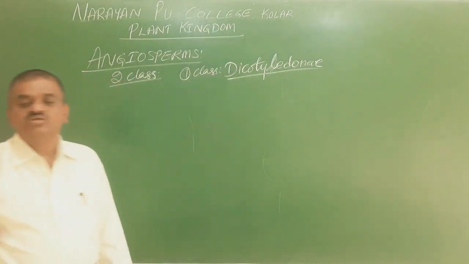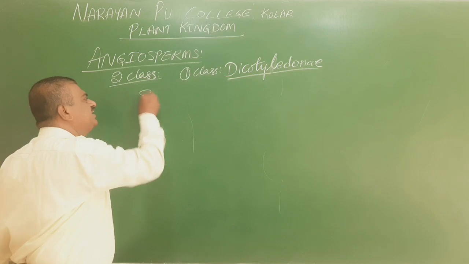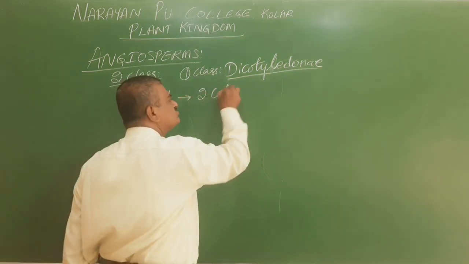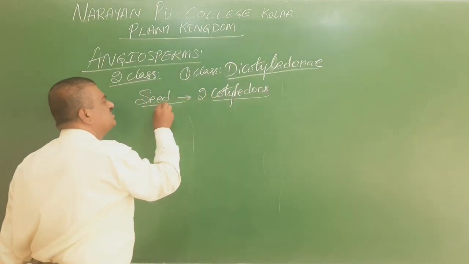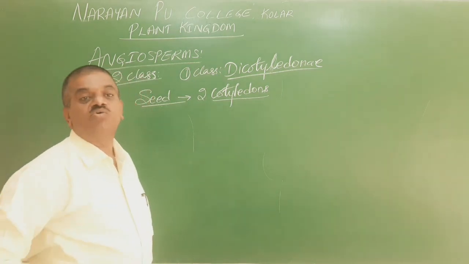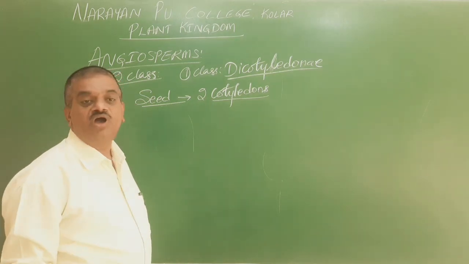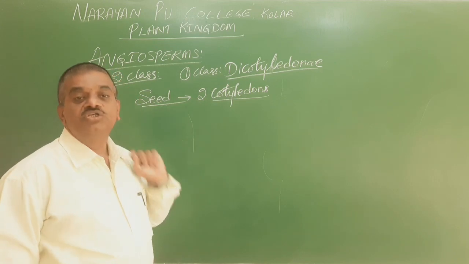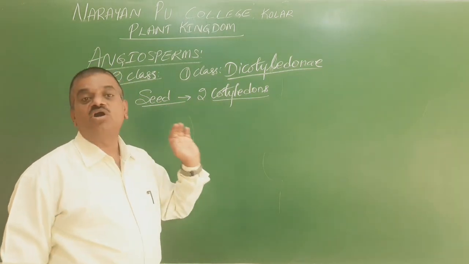Here, the seed in an angiosperm has two cotyledons. Here, the seed has the presence of two cotyledons, hence it is called dicotyledonous. For example, groundnuts. When you take a groundnut seed and press that seed, it gives rise to two halves. Each half is called a cotyledon. So there are two cotyledons in the seed, hence they are called dicotyledons.